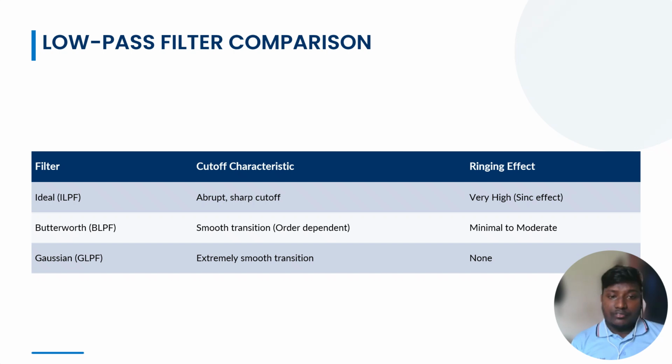Low pass filter comparison. Comparing the three, the ideal filter is too harsh and causes artifacts. The Butterworth is the flexible middle ground. The Gaussian is the smoothest and the most artifact free, making it the preferred choice for high quality smoothing.